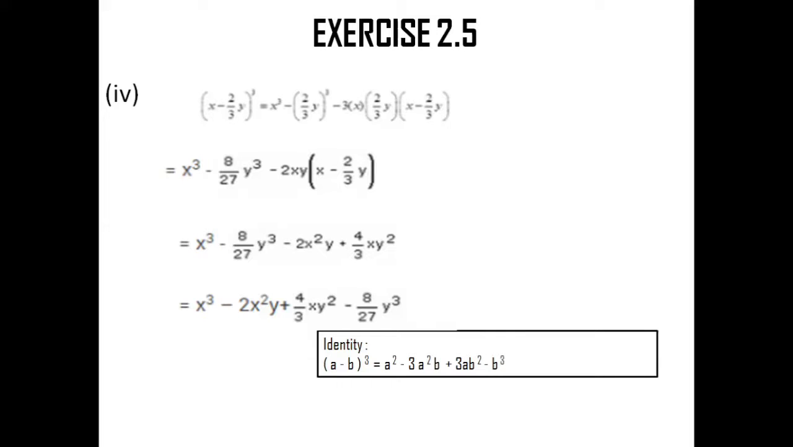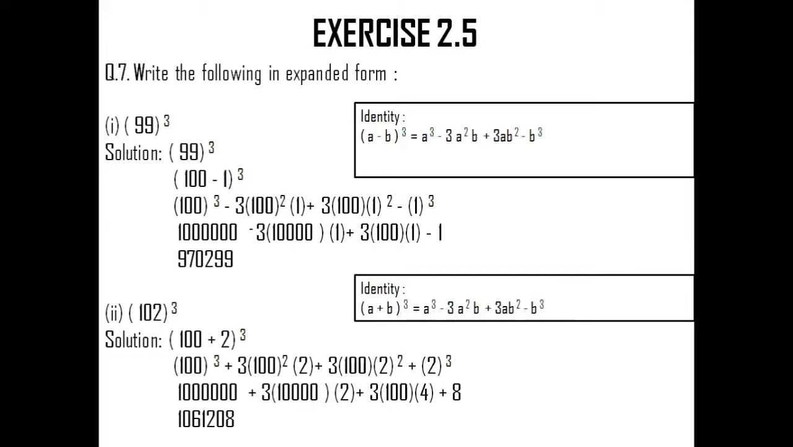Yes? If then, let us try to use this particular identity, that is a plus b the whole cube as well as a minus b the whole cube, to solve a few more application based questions, like in question number 7. What is question number 7 of exercise 2.5? Write the following in expanded form. No. The question is evaluate the following using suitable identities. So you have been asked to evaluate what is 99 cube.